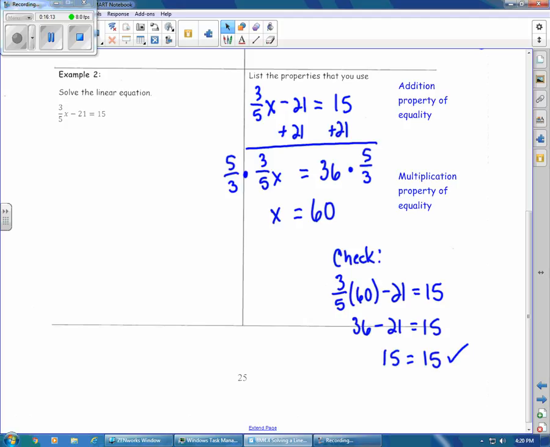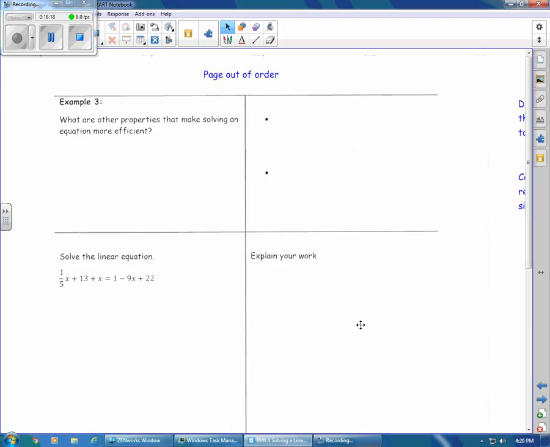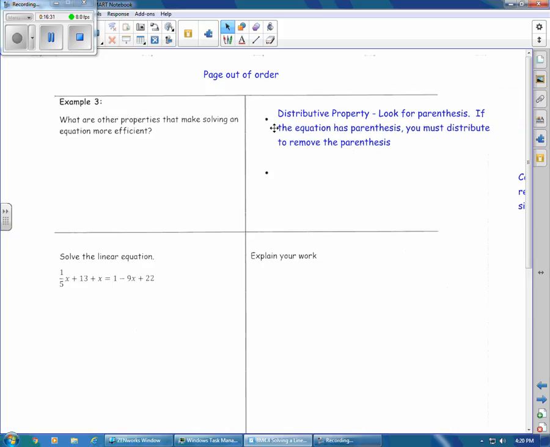Okay. We're going to go to page 26, which again was just flipped and it's not in the correct order. We want to talk about two other properties that make problem solving or solving an equation more efficient. Hopefully you all remember the distributive property. We've talked about it a little bit.